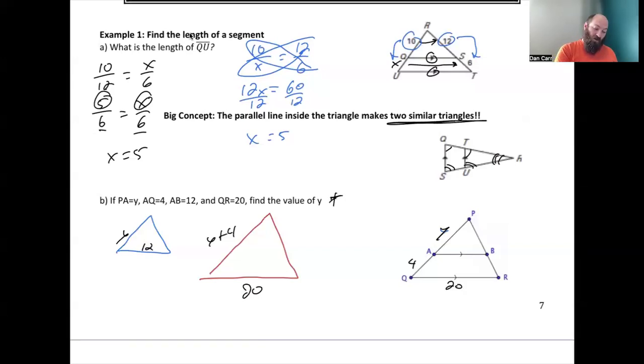So I have to treat it this way if you're using the parallel side. So I'm going to put that as a special note: if using parallel sides, treat as two similar triangles.